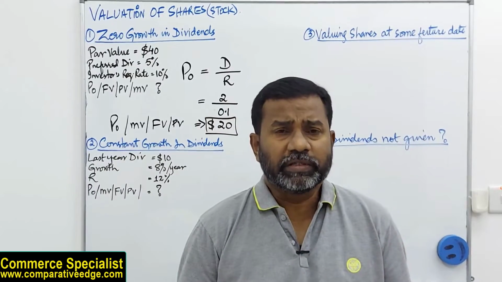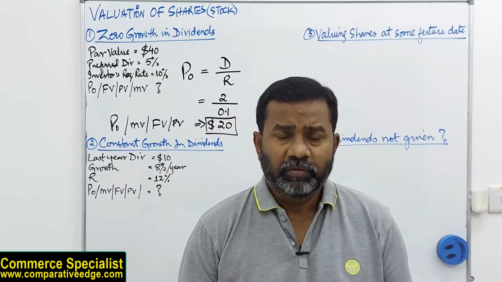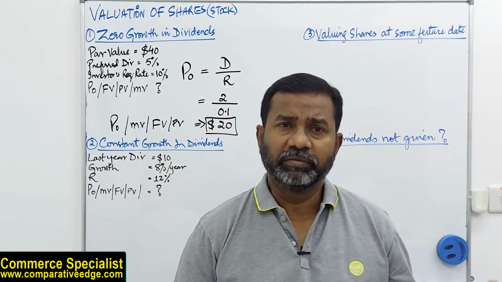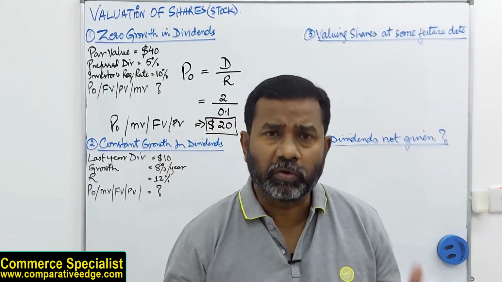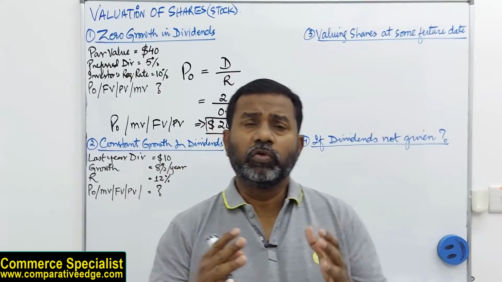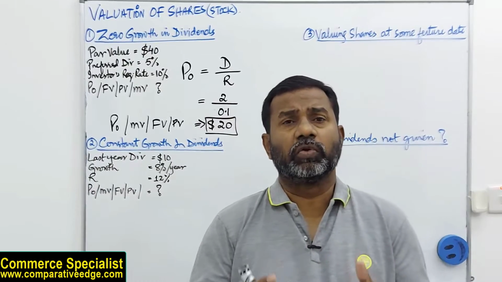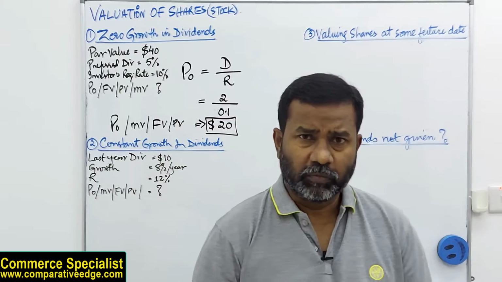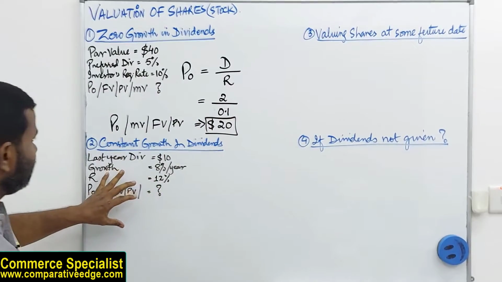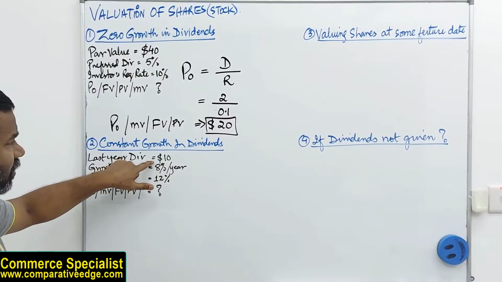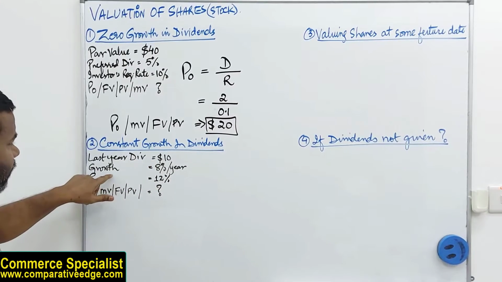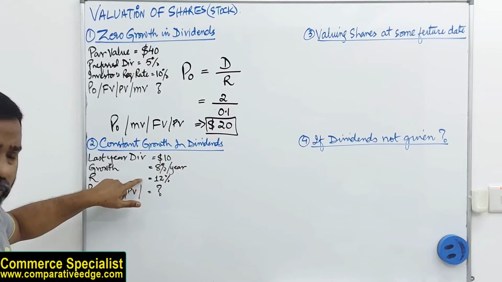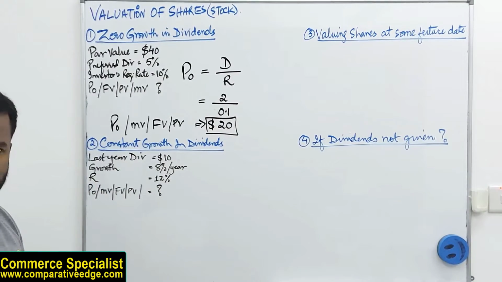Now the next scenario is, what if the company's dividends are growing every year, which we call constant growth? What we do is we use the dividend growth formula to calculate the present value of the share. If you look at this, dividend received last year was $10. Growth in dividend is 8% every year. Investors' required rate of return is 12%. So what is the present value of the share?